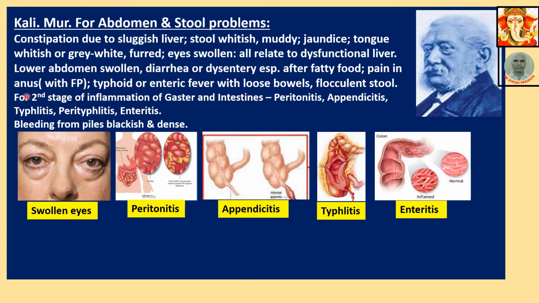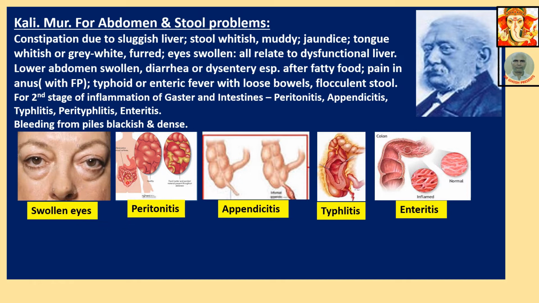Pain in anus with pharynx. Typhoid, enteric fever with loose bowels, flocculent stool. For second stage of inflammation of gaster, gaster means stomach, and intestine, peritonitis, appendicitis, typhlitis, perityphlitis, enteritis. Bleeding with piles, blackish and dense. Now, the images: face with swollen eyes is clear.